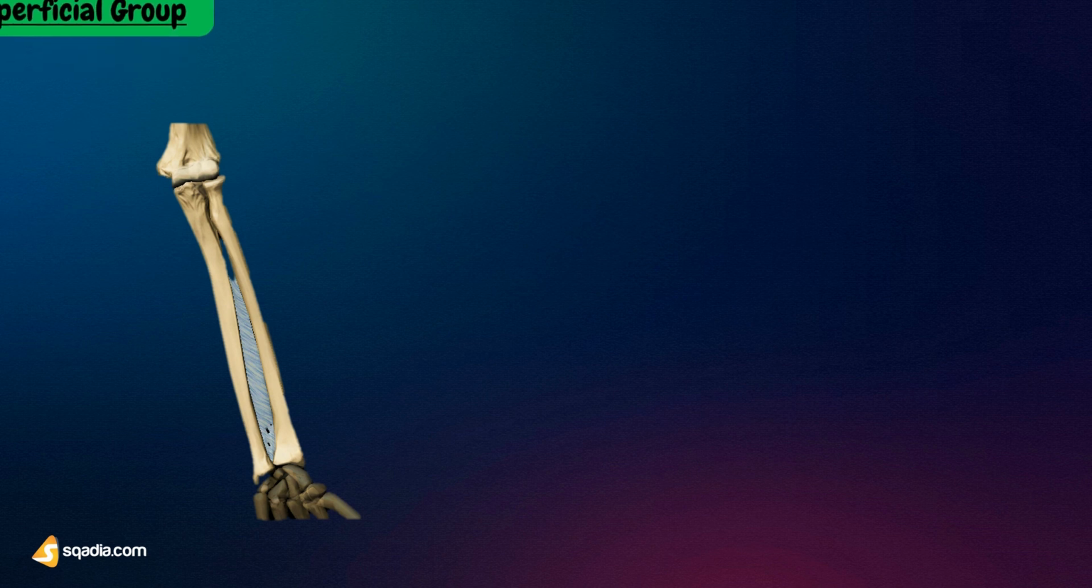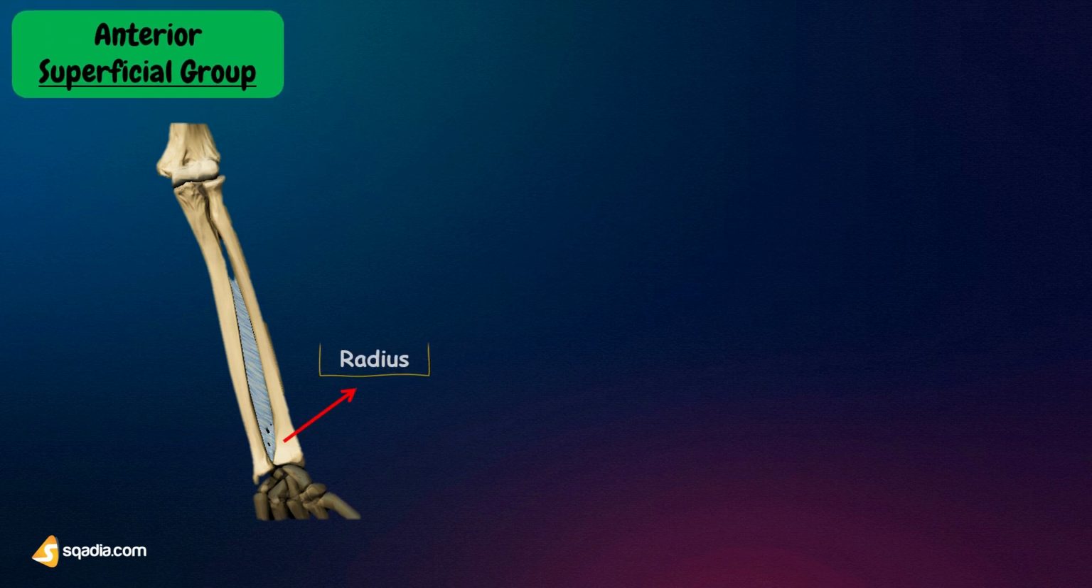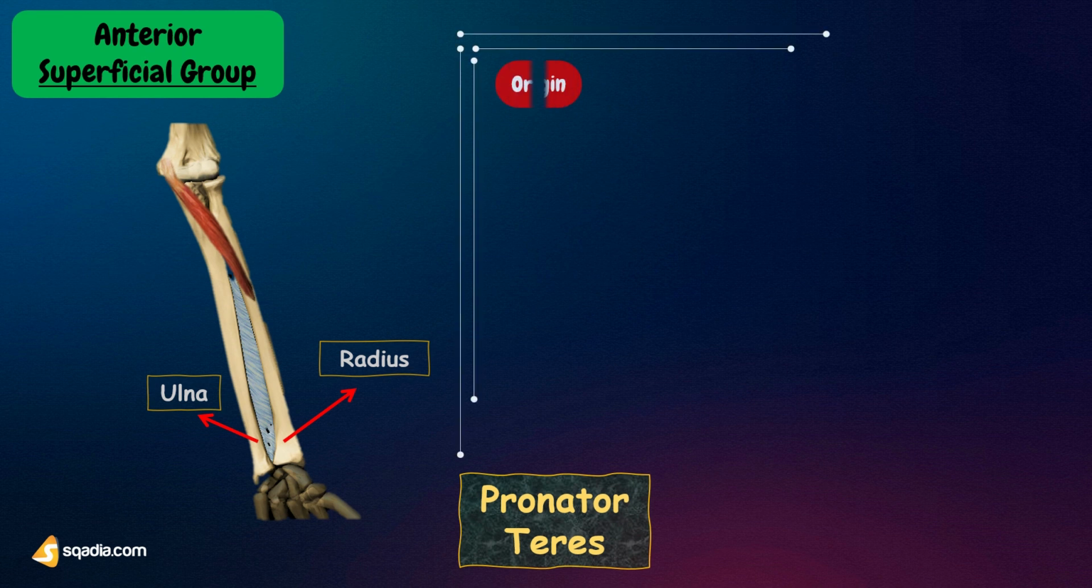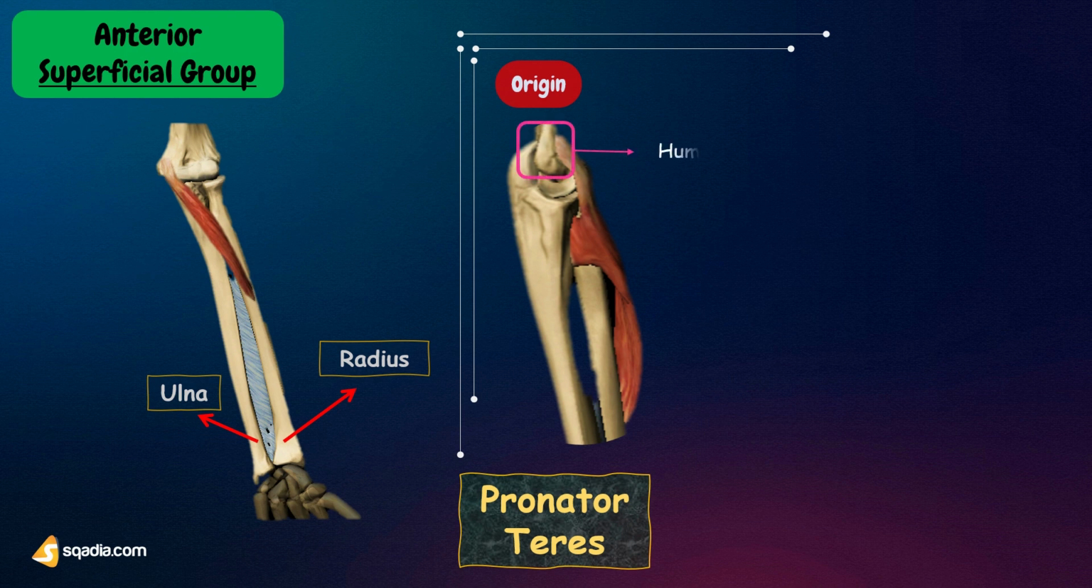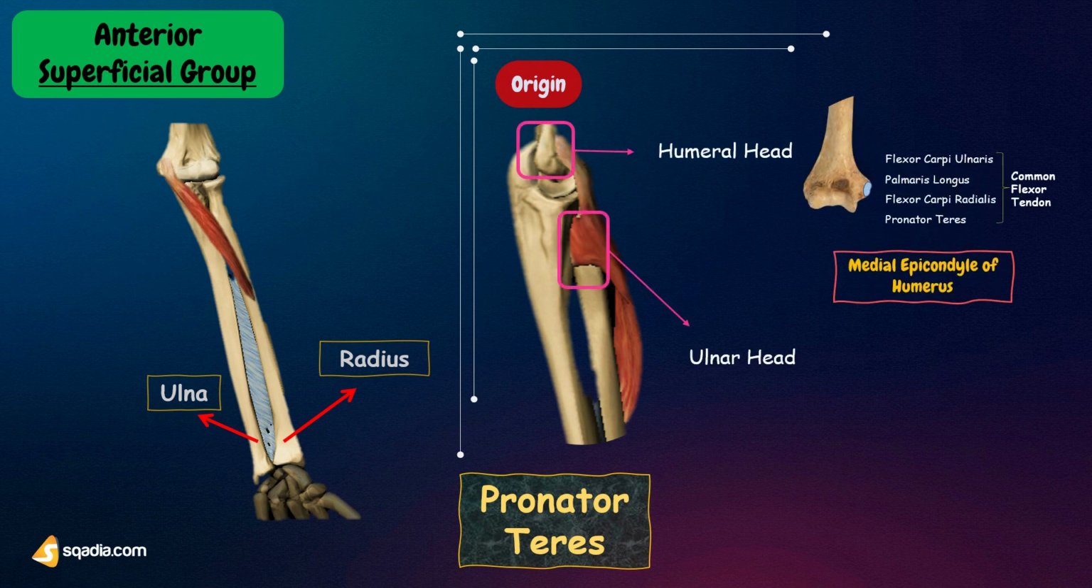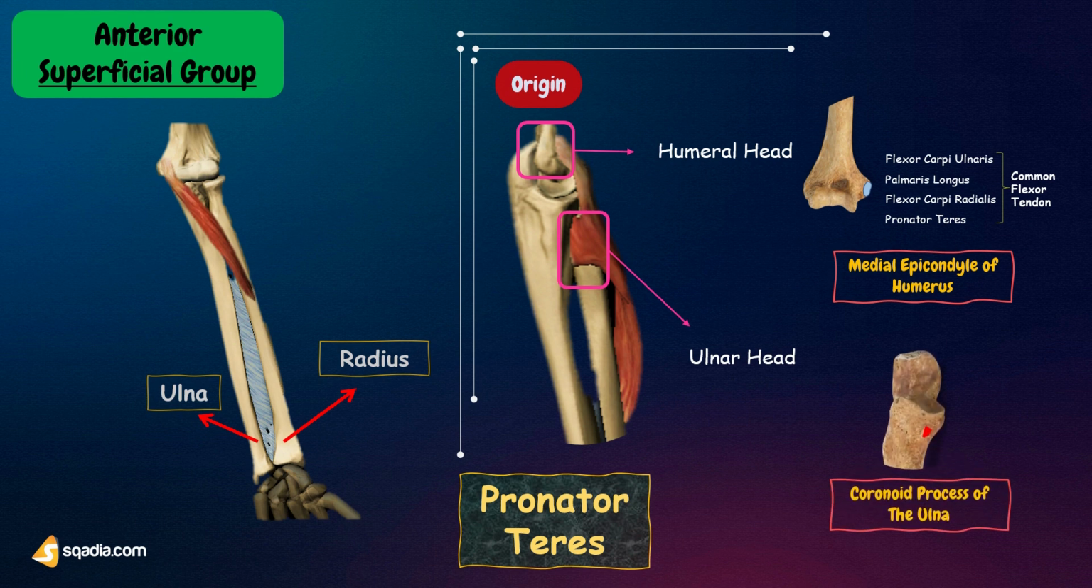We are going to start by learning about the ventral superficial group. Now what you see here is the left forearm, with the radius on the right and the ulna on the left side. First, we have the pronator teres muscle. It has two heads, the humeral and the ulnar. The humeral head arises from the lower part of the medial supracondylar ridge and the medial epicondyle of the humerus.